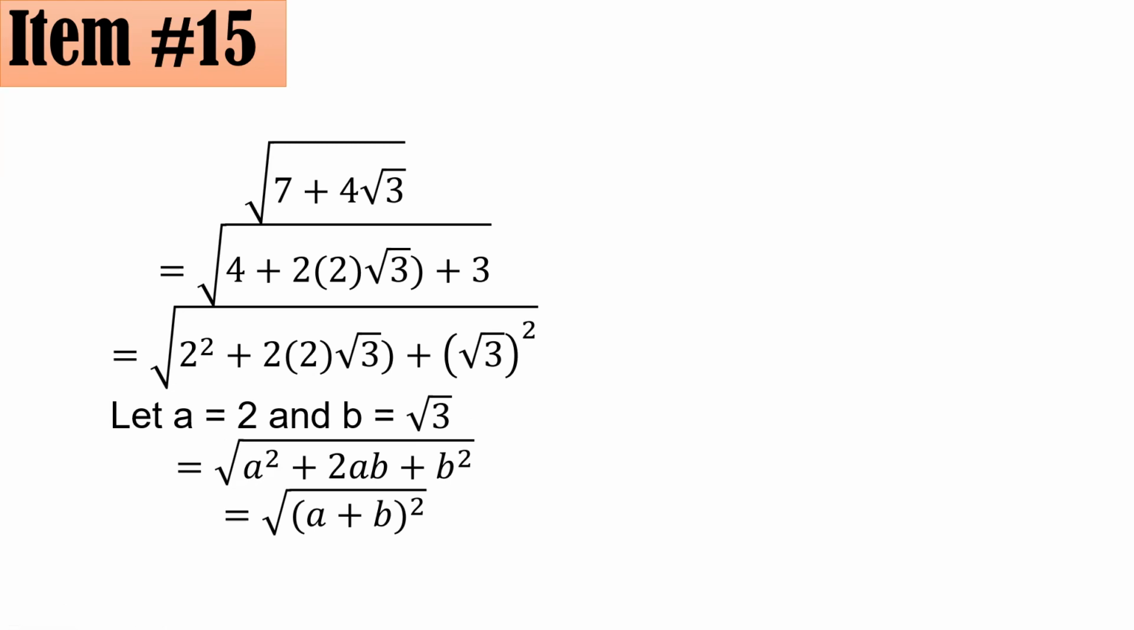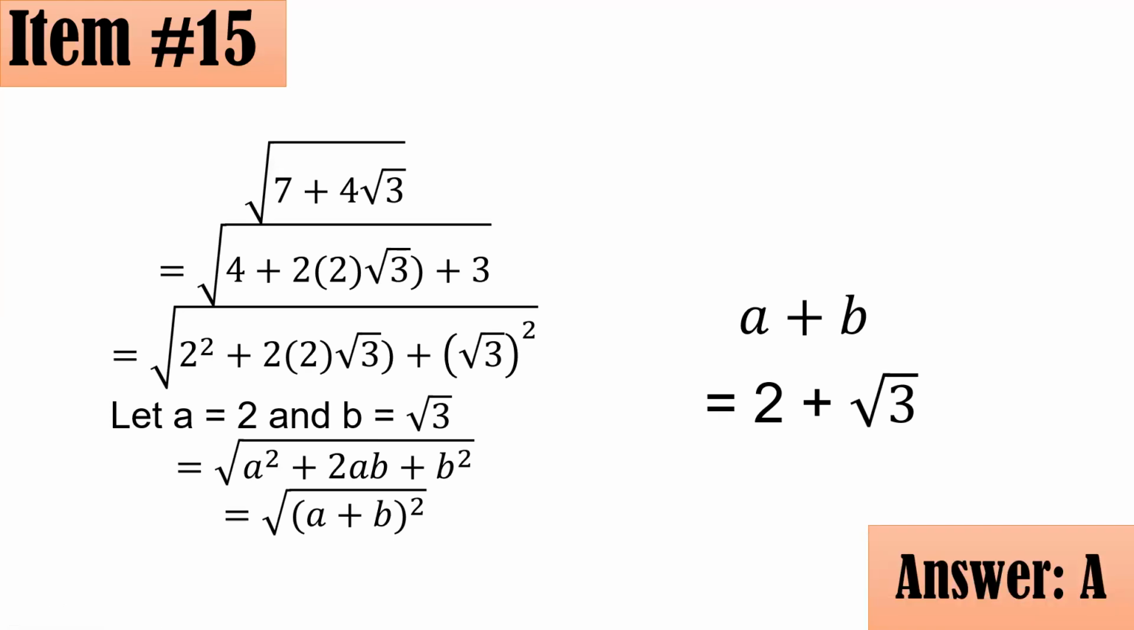And we know that this is a perfect square trinomial, no? Yung radicand po natin is a perfect square trinomial, which could be expressed as A plus B quantity squared. And we know that the square root and the square will cancel each other out, giving us A plus B only. And if I replace A by 2 and B by square root of 3, I came up with 2 plus square root of 3, which is letter A.